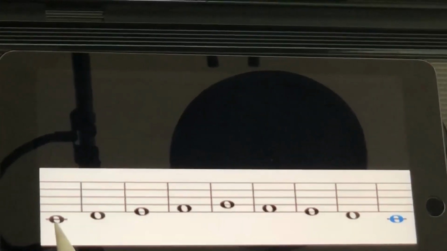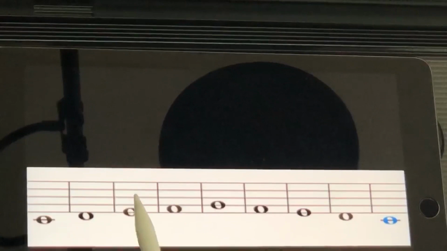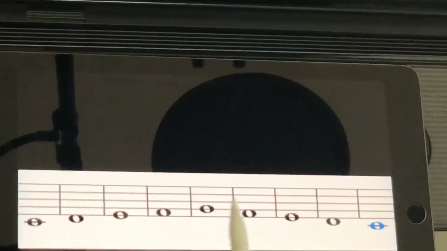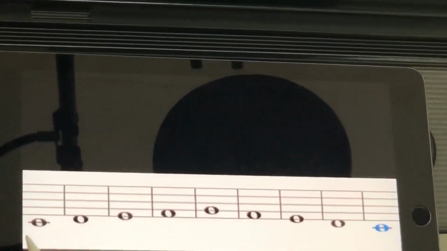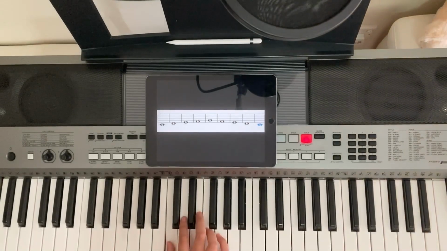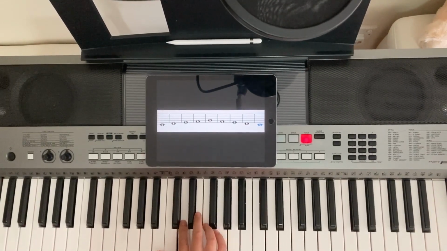If we look at the note progression, it is the same as last time. C, D, E, F, G, F, E, D, C. We will try playing this now with 4 beats instead of 2 or 1. 1, 2, 3, 4. 1, 2, 3, 4.